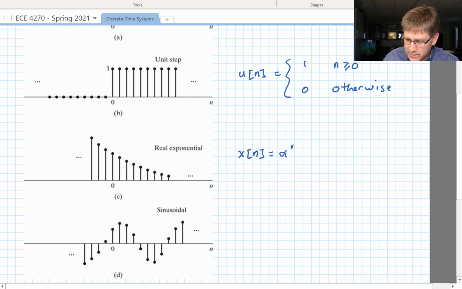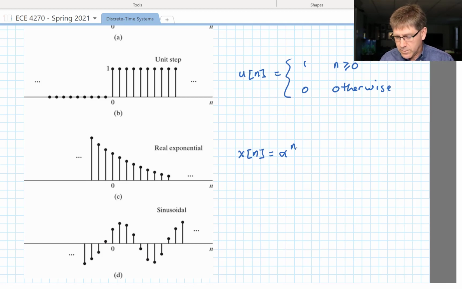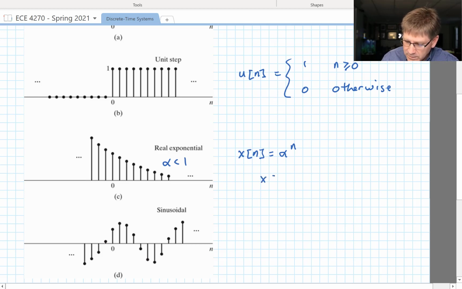After that, it tends to be a little bit more generic. With something like a real exponential, we'll just use our generic x of n to represent the exponential. In this case, we have a value alpha to the n, and alpha must be less than 1 for this example, because as n increases, the value decreases. It's very common to have something such as x of n equal to alpha to the n times u of n.